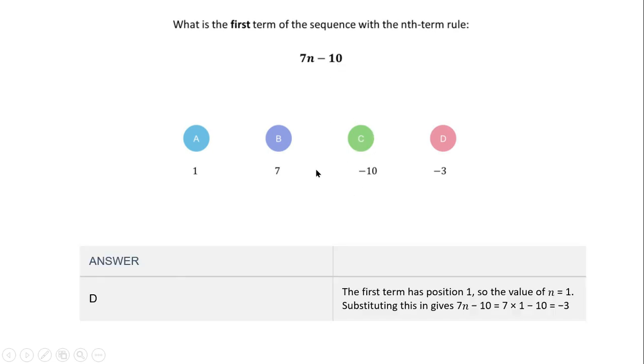So the correct answer is minus 3. First term is position 1, so we multiply 7 by 1, which gets you 7. Then you take away 10, and you get negative 3.